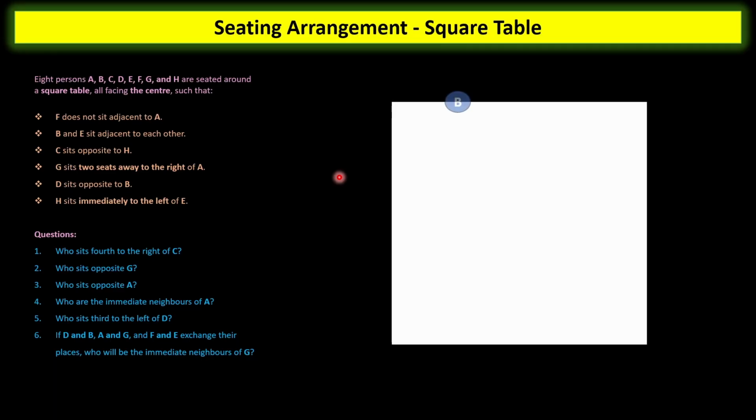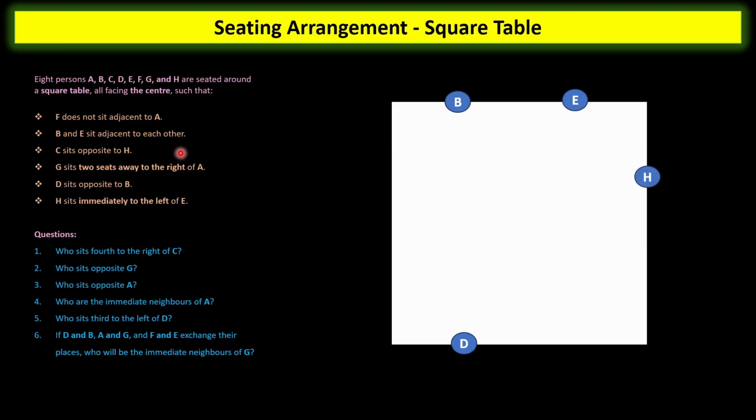For example, there is a square and B and E are sitting adjacent to each other. So align this first row to B and E both. Afterwards, D is sitting opposite to B. Opposite to B is here, so D will be seated here. And H is sitting immediately to the left of E. Left of E is in this direction and immediate of E is here. So H will occupy here.